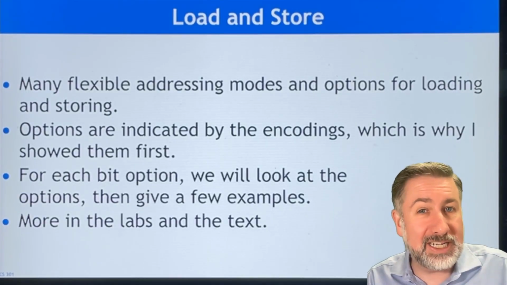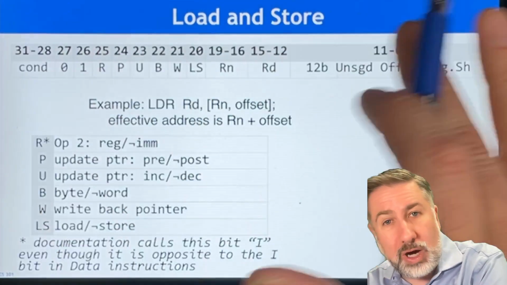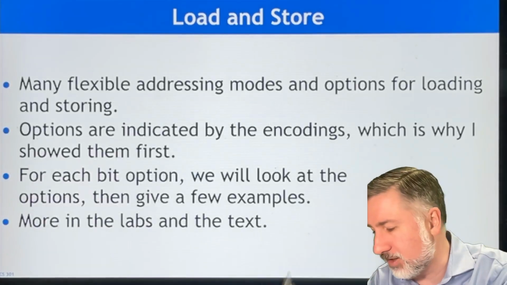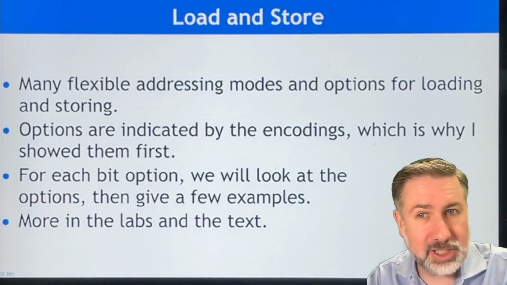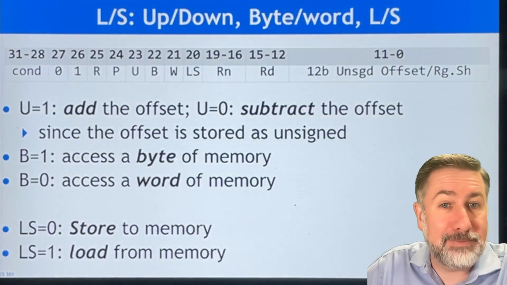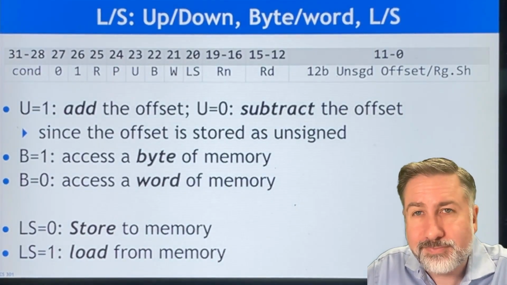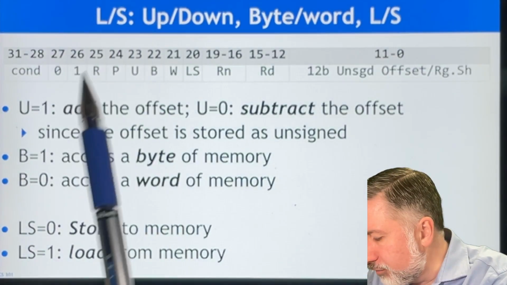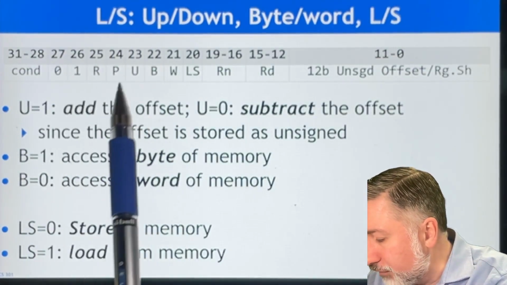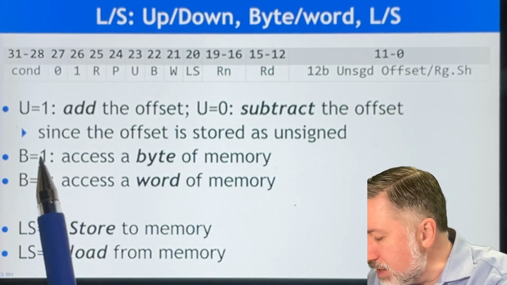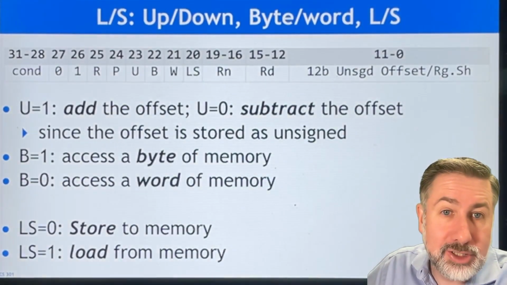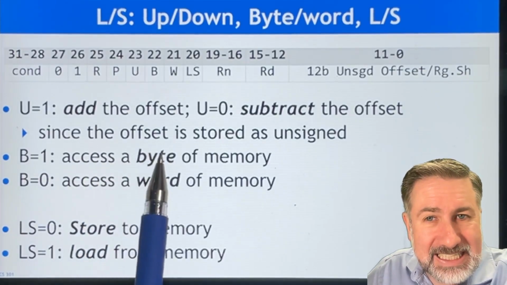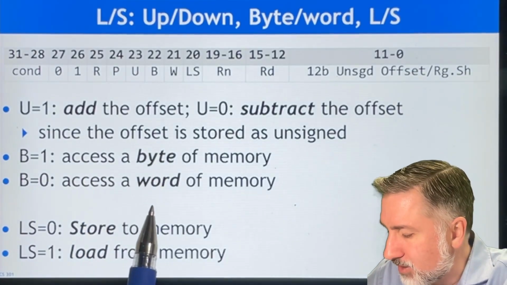The options are indicated by the encodings, right? This is why I give it to you as an encoding, because that tells you what the options are and how to specify them. For each option, we'll look at some examples. And again, there's lots of examples of this stuff in the textbook. The first ones we're going to look at are the U flag, up, down, the B flag, and the L flag. So the L flag is easy, right? We're storing or we're loading. The B flag is easy. We're accessing a byte or accessing a word.